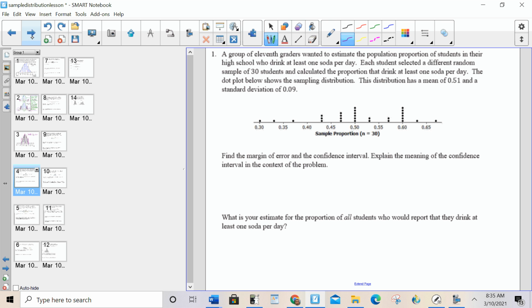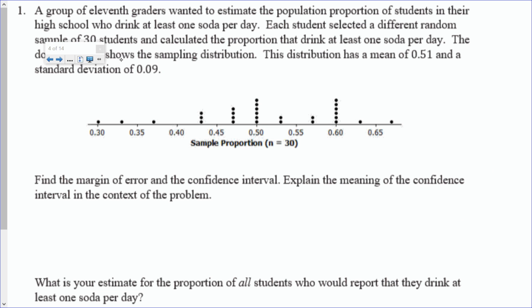A group of 11th graders wanted to estimate the population proportion of students in their high school who drink at least 1 soda per day. Each student selected a different random sample of 30 students and calculated the proportion that drink at least 1 soda per day. The dot plot below shows the sampling distribution. The distribution has a mean of 0.51 and a standard deviation of 0.09.